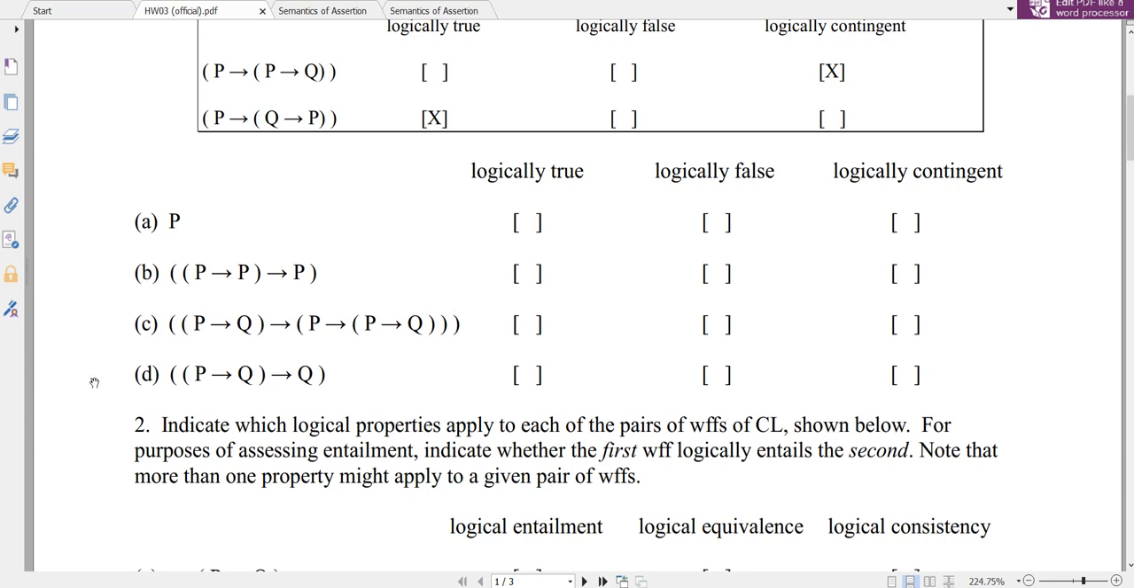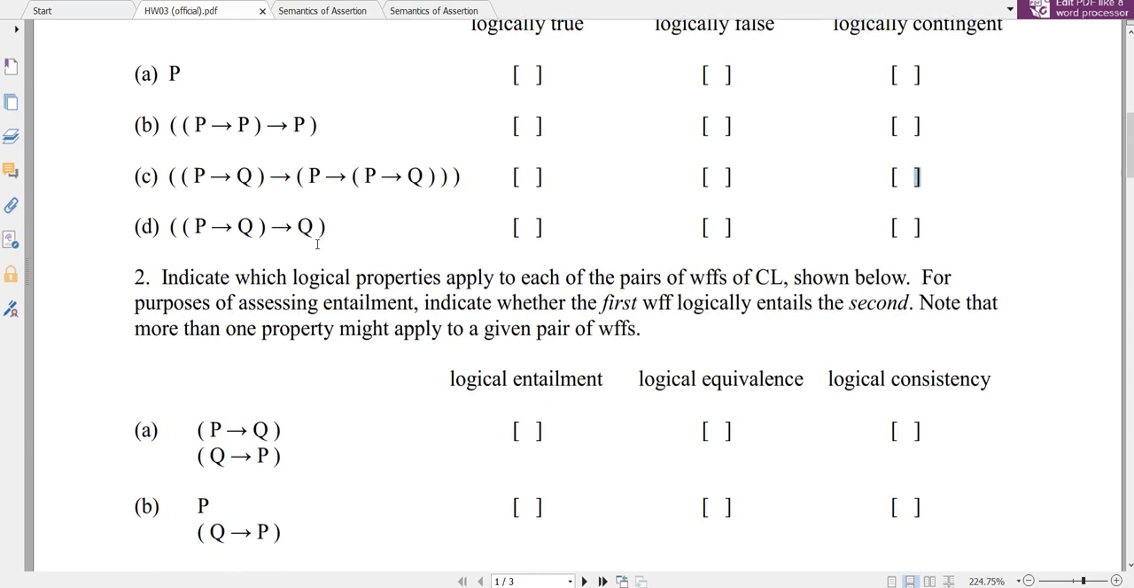If you can't figure it out from what I'm saying, then just go through each model and test it and see if it always comes out true. If it doesn't, if it comes out false in a case, then you know what to mark. So that's how you do those problems.